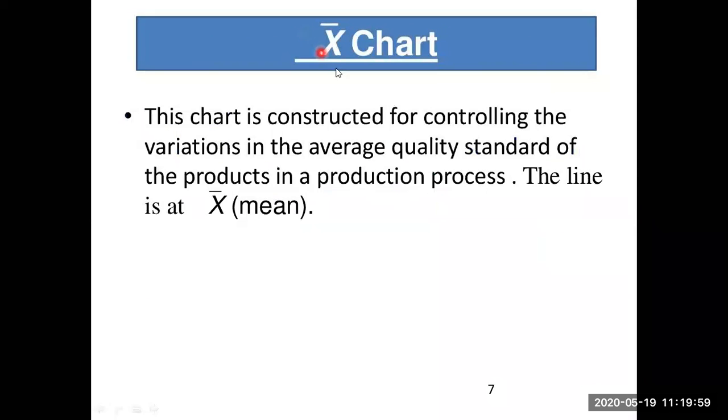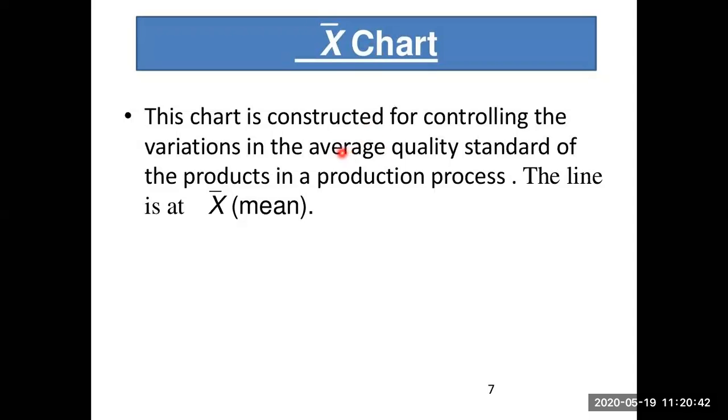X bar chart is considered for controlling the variations in the average. Remember the point, X bar chart or mean chart is used to control the mean between the samples. So remember this point once again. Mean chart is used to control the mean between the samples, whereas R chart is used to control the variability within the sample. R chart and S chart are used to control the variability within the sample.